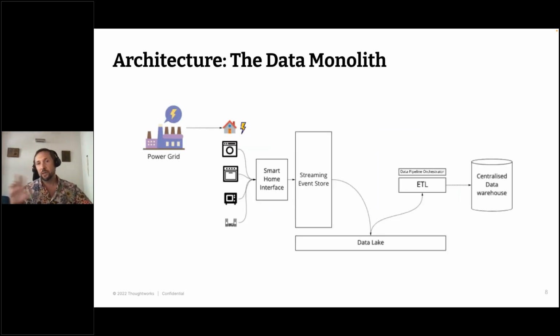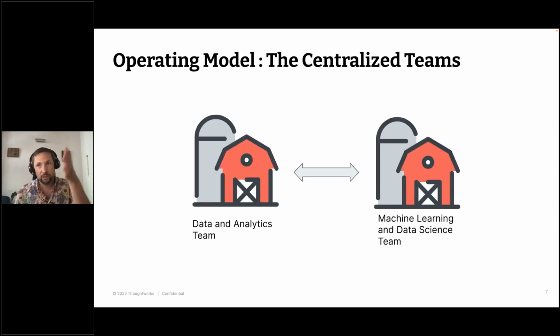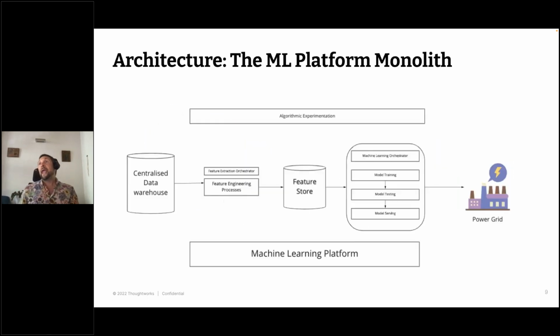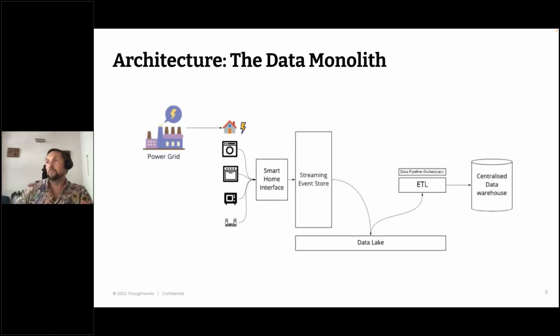But from this, just like Conway's law, right? Our operating model is now going to reflect our architecture and vice versa. We are going to create a separate data monolith that maps to our data and analytics team, right? That team is responsible for it. And as you can see here, it's nothing fancy. We have our smart home interface, we have a stream and event store, puts it into a data lake, does some ETL, puts it in a centralized data warehouse. And this works totally fine, right? We have a very small subset of houses here, and there are no issues at all.